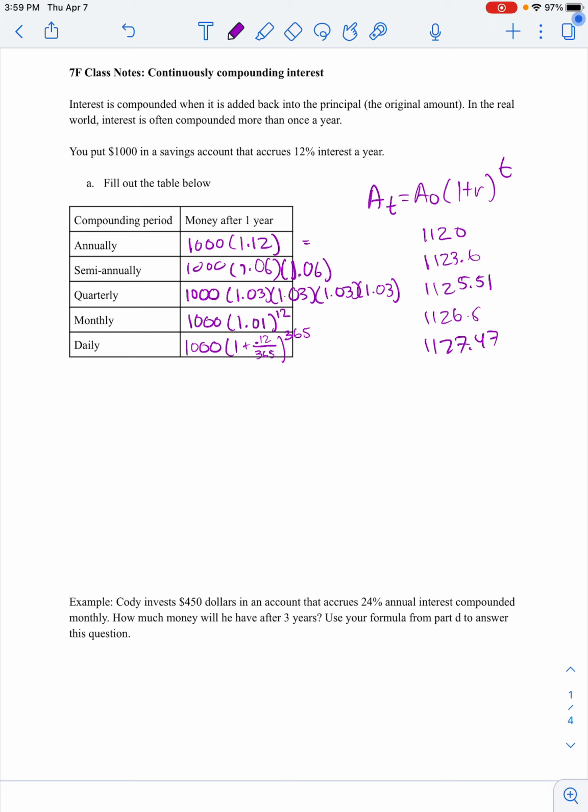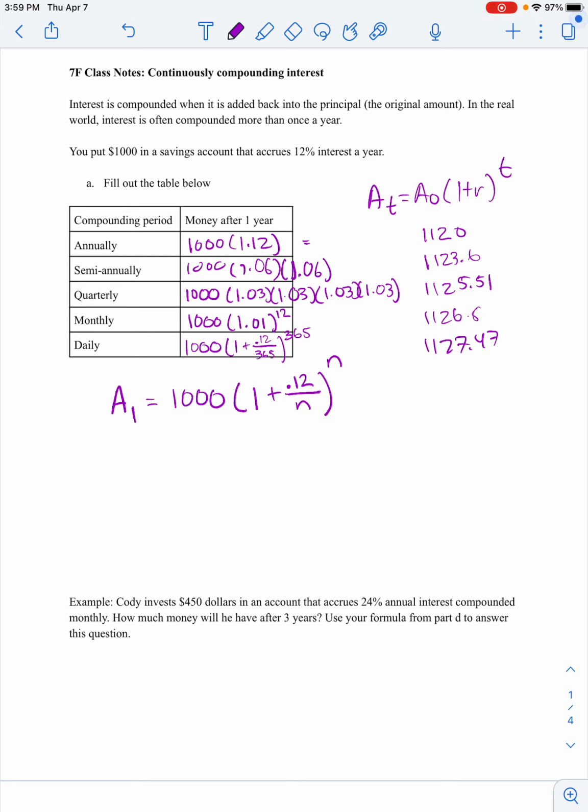Okay, so I'm now going to generalize this formula step by step. If we wanted the amount after 1 year, we do our initial amount, 1,000, times 1 plus 0.12, that's our interest rate, divided by the number of times that you want to compound that interest, all raised to the number of times that you want to compound that interest. So in the case of quarterly, n would be 4. In the case of semi-annually, n would be 2. In the case of monthly, n would be 12.